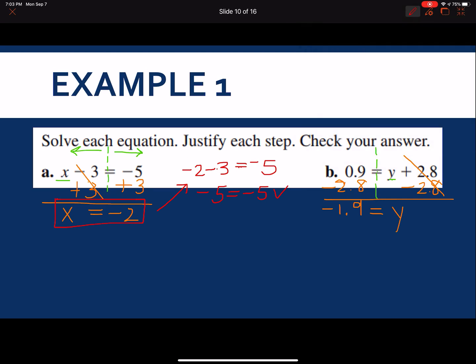Now we're going to check that in the original equation. So I'm going to write my original equation, 9/10 equals, and I'm going to substitute -1 and 9/10 in place of y plus 2 and 8/10. And again, I can put that directly into my calculator. And I'm verifying that this side is the same as the other side, 9/10. So once I check that out, I know that my solution is y equals -1 and 9/10.